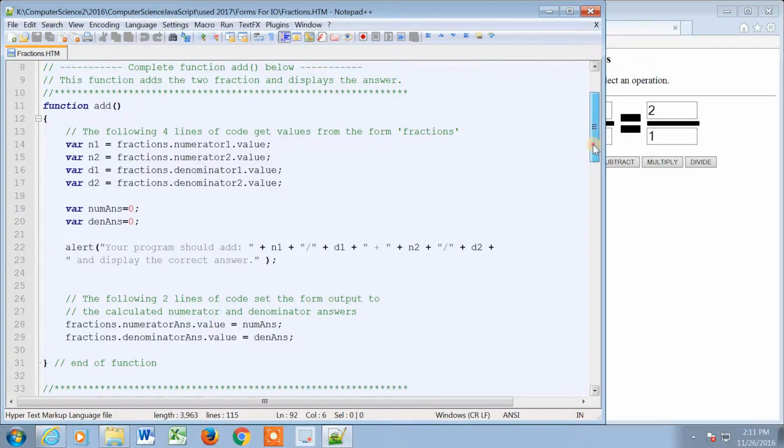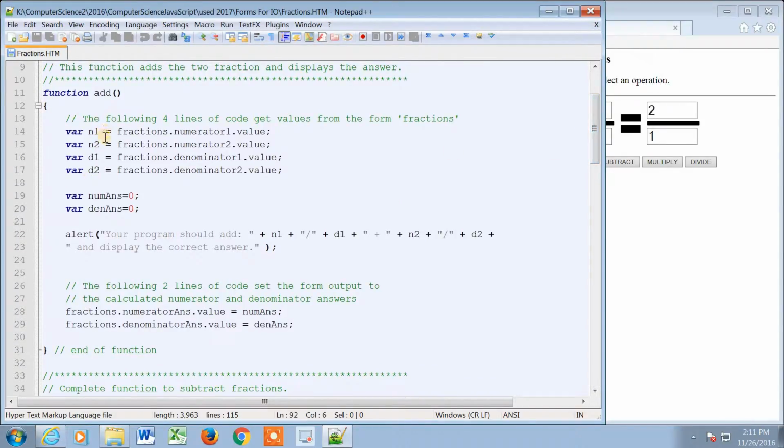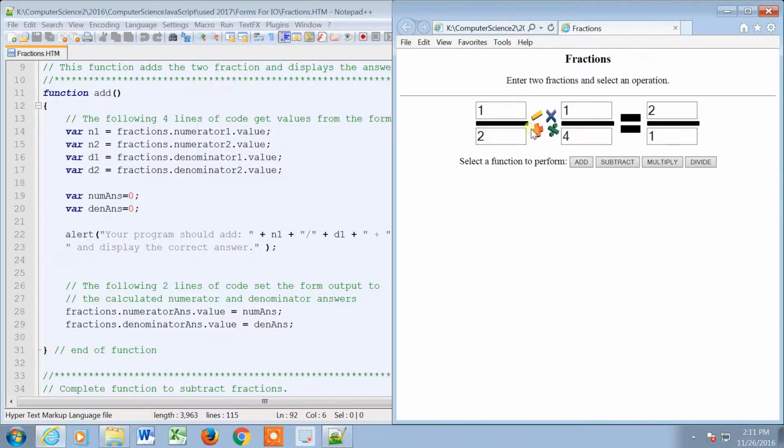So we could take a quick look at the add function. These first 4 lines of code in the add function, all they're doing is getting the information that is in these little input boxes and putting them in variables. So all I'm doing is grabbing the form, the numerator of the first fraction, the numerator of the second fraction, and the denominator of both of them. And I'm putting them in variables n1, n2, d1, d2. So this is just grabbing information from the actual form and sticking it into a variable, n1, and so forth. So you're going to use these variables, n1, n2, d1, d2, to add the fractions.